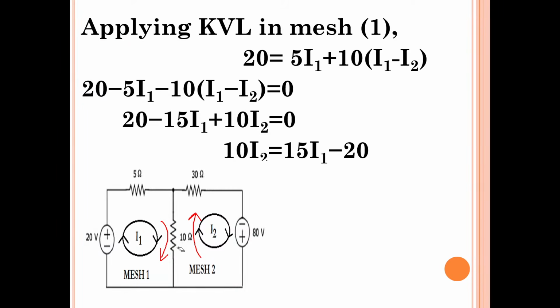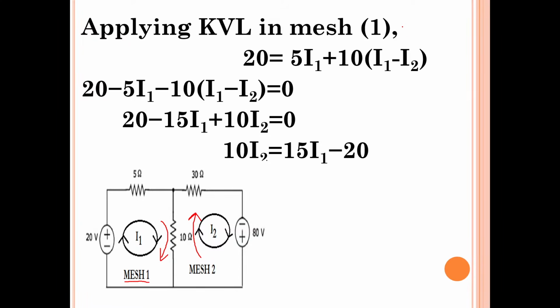So both the currents I1 and I2, which may flow through these 10 ohms, are opposite to each other. Therefore, the difference of I1 and I2 will flow through 10 ohms. Difference means I1 minus I2. Why I1 minus I2? Since we are in mesh 1, that's why I1 minus I2. If we were in mesh 2, we might have written I2 minus I1.